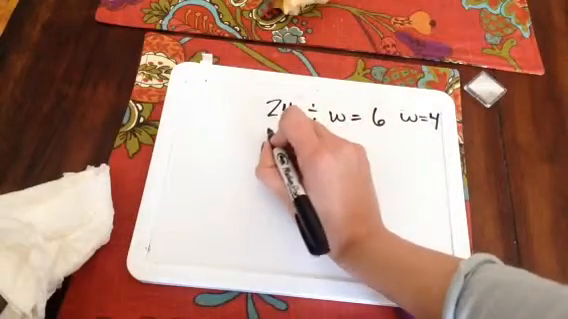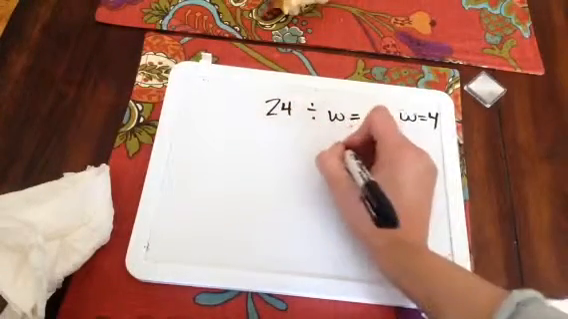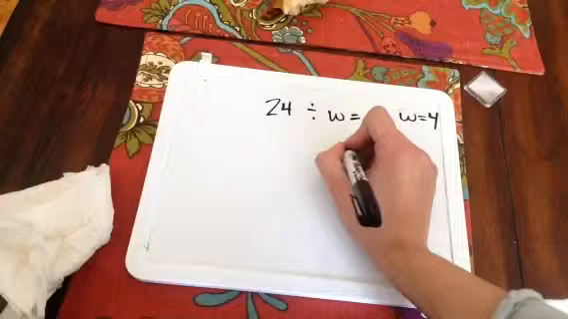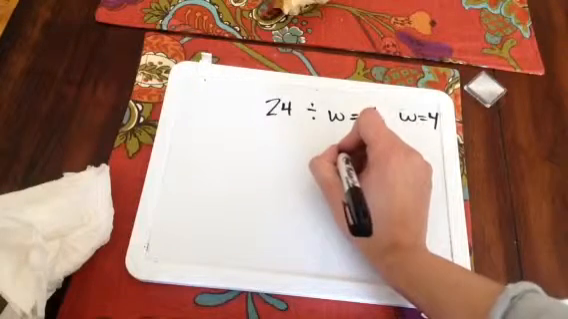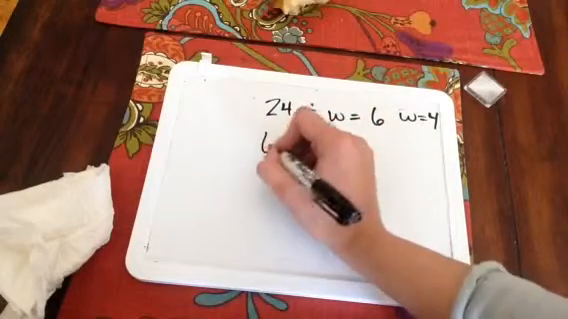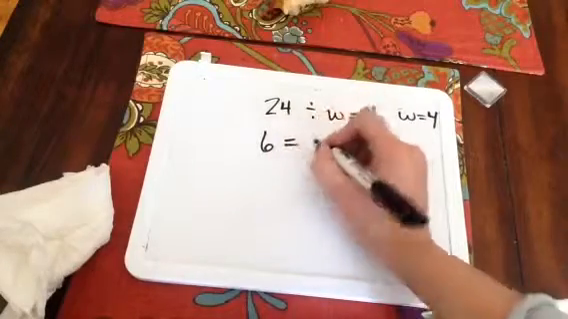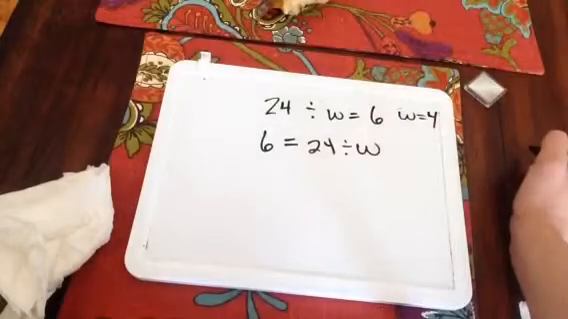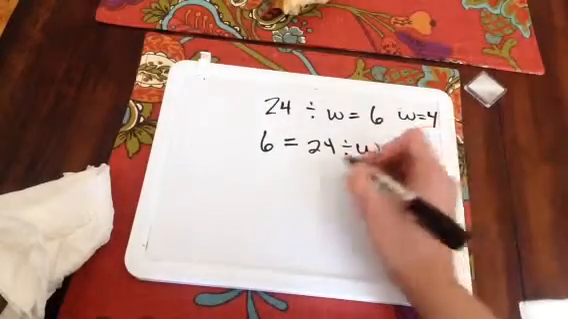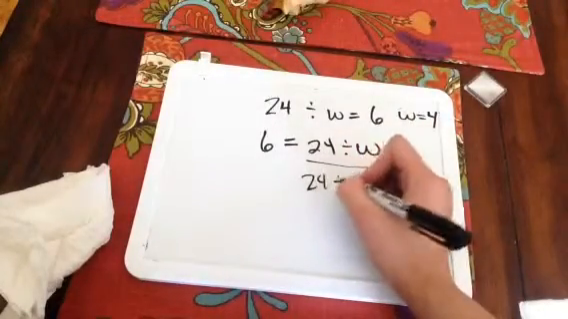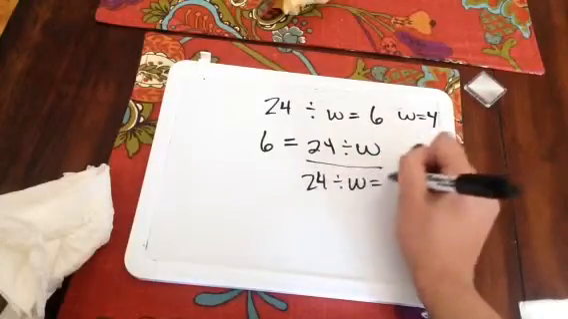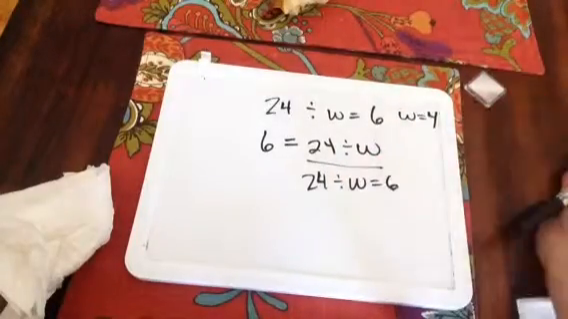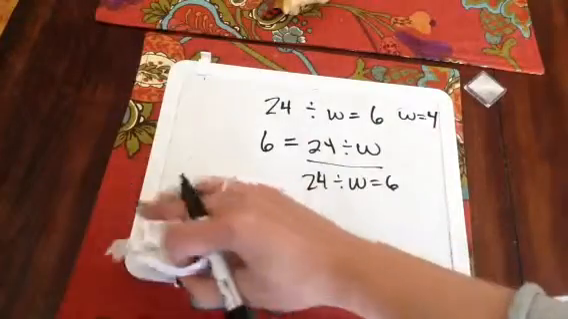But you could also say, I'm trying to think of how to do this. 6, there we go, equals 24 divided by W. So if this makes your brain go, flip it around, make it so that it doesn't, fix it. Okay, you don't have to keep it like that. Change it so that it's easier for you to understand.